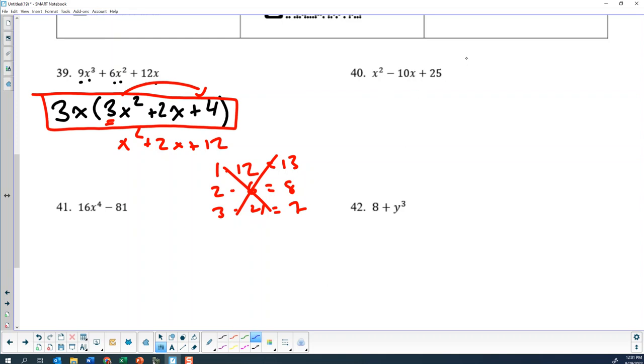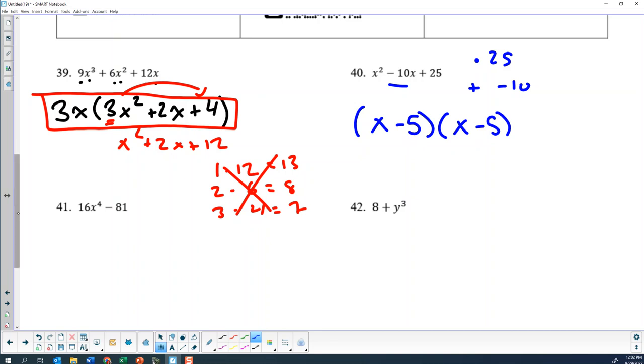Number 40, we want to find two numbers that multiply to 25 and add to negative 10. Those two numbers are 5 and 5. We want to make sure it's x minus 5 because negative 5 plus negative 5 is negative 10. Negative 5 times negative 5 is still 25.